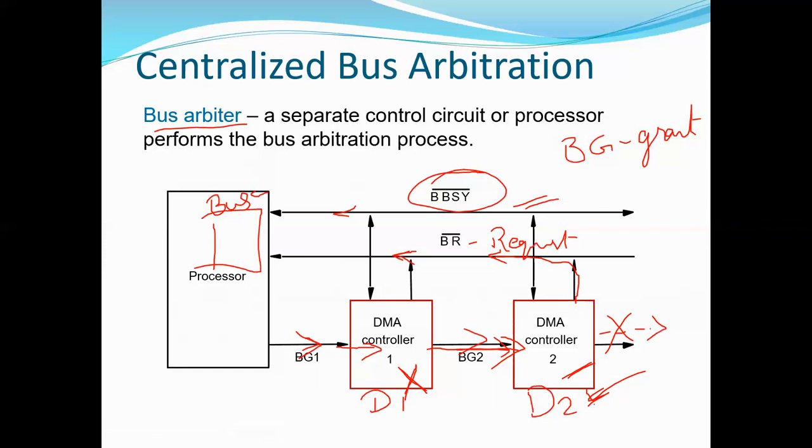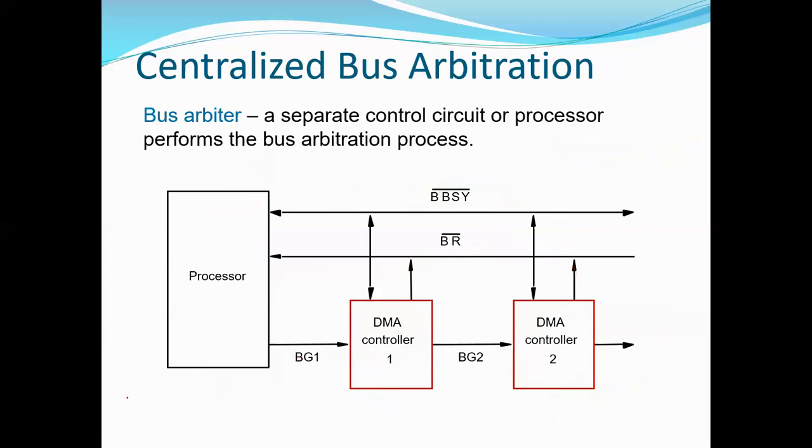Now suppose this is device 1 and device 2. Device 1 is sending the bus request. Device 2 is also sending the bus request. Both the devices are sending the bus request. So what does the processor do?